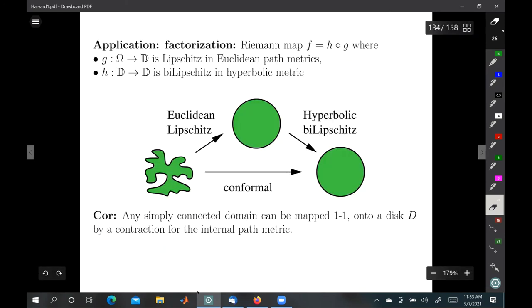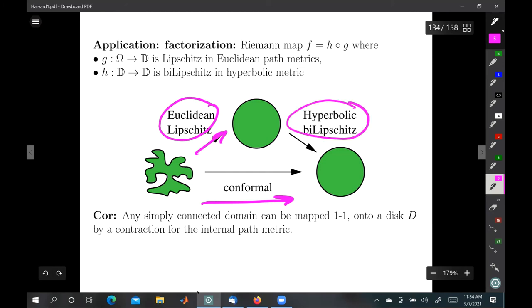Okay, so I think I've used up my margin of error now, and now I should get back to the actual talk. So I just want to mention a couple of applications of this, which I am fond of. This is the one that's sort of more for experts. But one of the consequences of the ideas I've been telling you is that if you have any conformal mapping of a simply connected domain to the disk, you can factorize it into 2 pieces. One is a Euclidean Lipschitz map to the disk, and the second is a hyperbolic bi-Lipschitz map of the disk to the disk. So this is basically the medial axis flow.